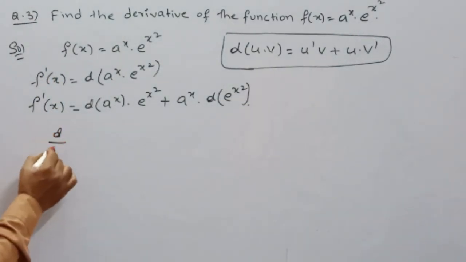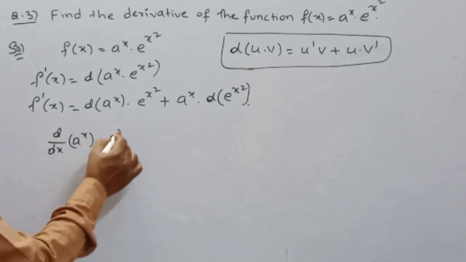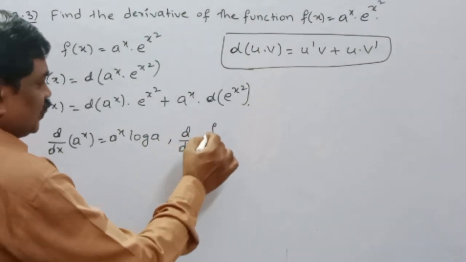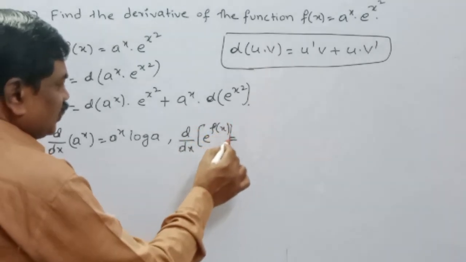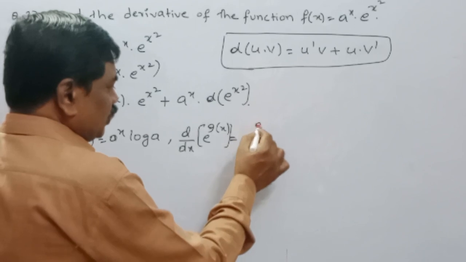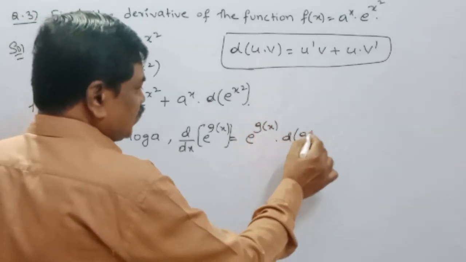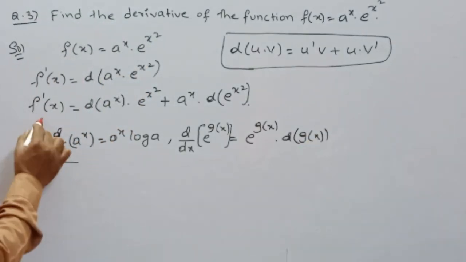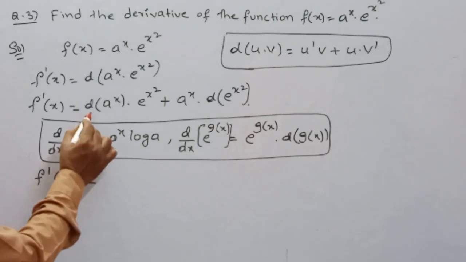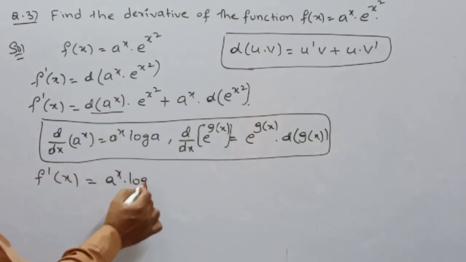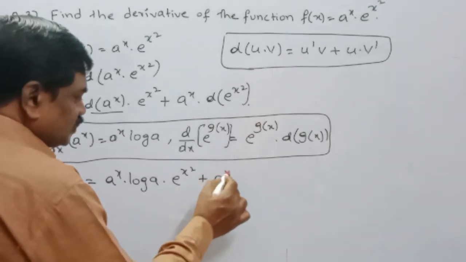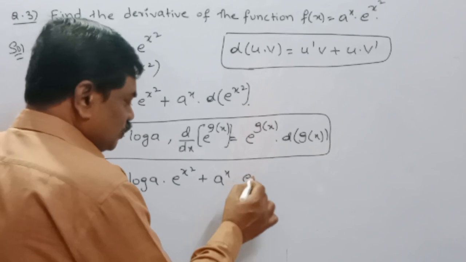You see d by dx of a power x is equal to a power x into log a. Similarly, d by dx of e power g of x is equal to e power g of x into the derivative of g of x. This is the formula. So by using these formulas here, you can find the derivative. f dash of x is equal to derivative of a power x into log a into e power x square, plus a power x into the derivative of e power x square.